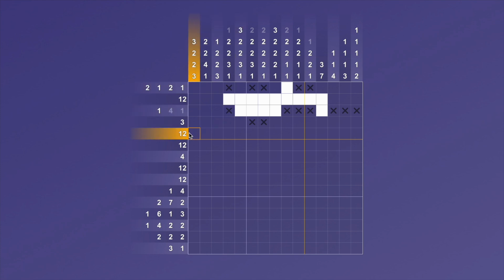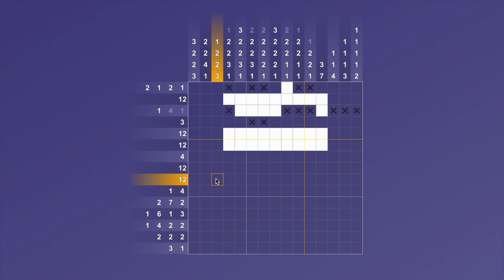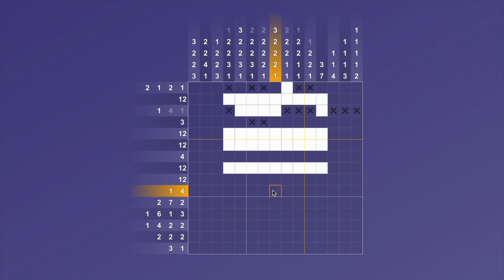This row also has a 12, so I can just follow the pattern from up there. I can do that for this 12. And I can do that for this 12. And I can do that for this 12. And what does that do for these columns?